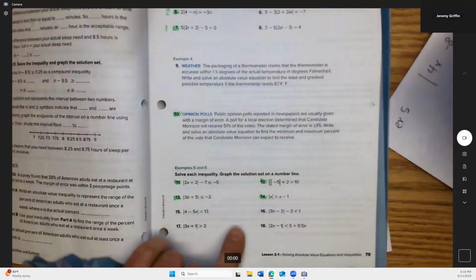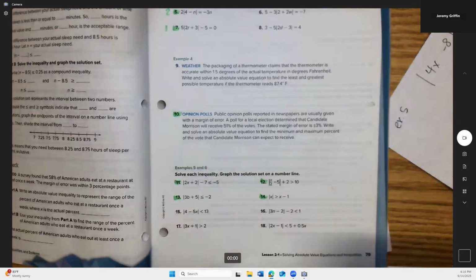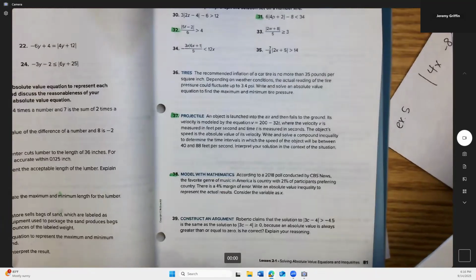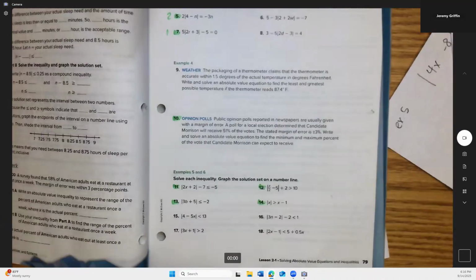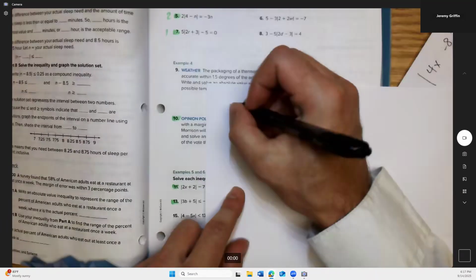All right. Solve each inequality and graph the solution set on a number line. I chose 4 here. Why did I choose so many? Well, we'll do a couple with you guys anyway. So let's do number 11.